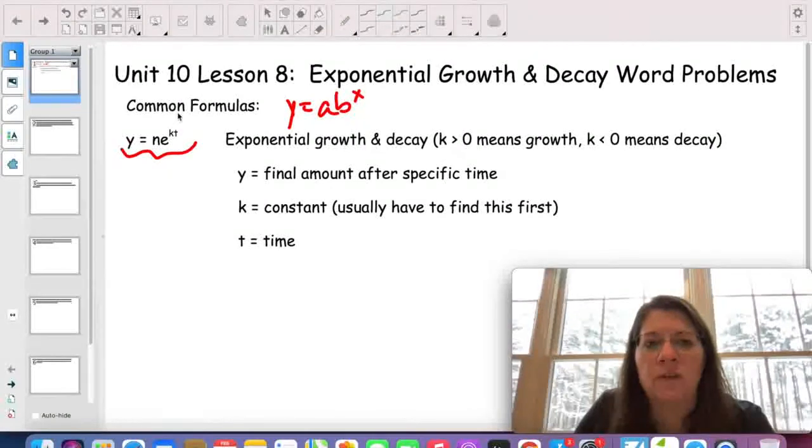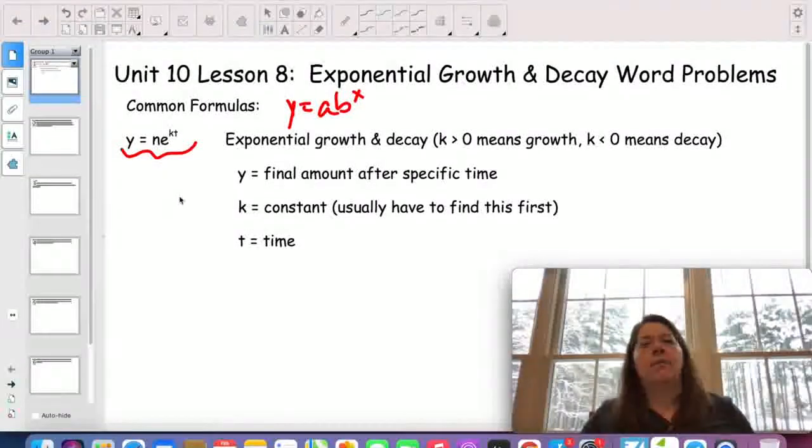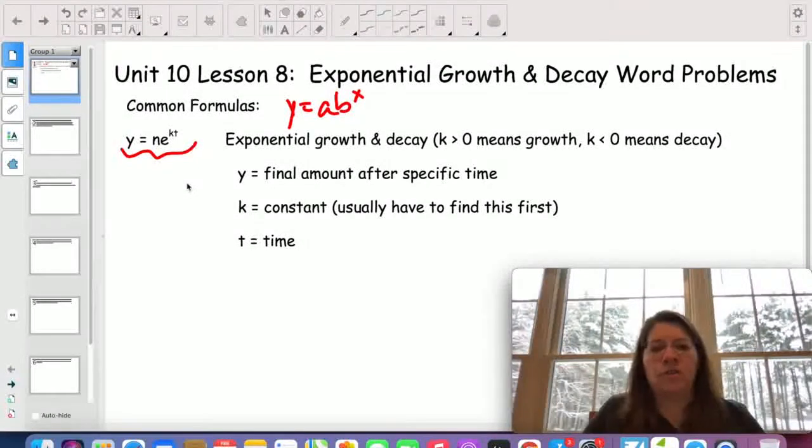In this section, we're going to use this y equals ne to the kt formula to solve half-life problems, which are problems that show up quite a bit, not just in math, but in science. And it's important to understand how to use exponential growth and decay problems to figure out different situations.